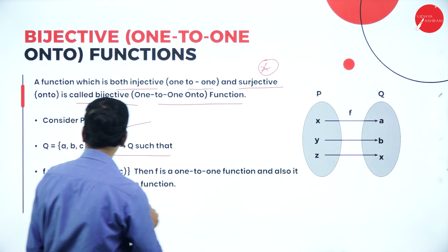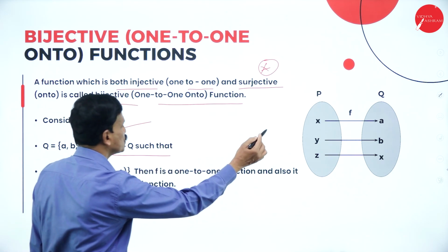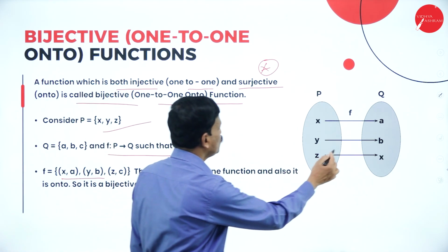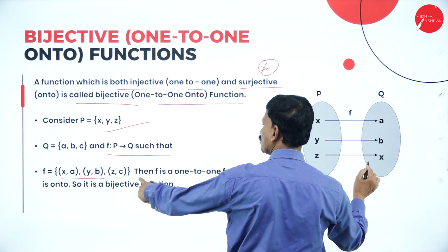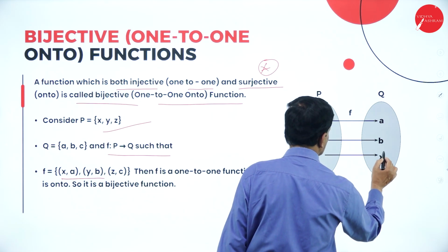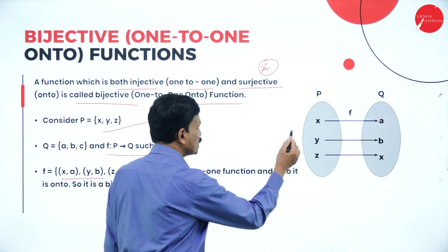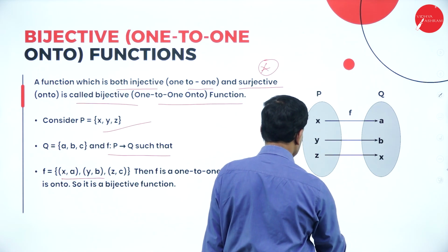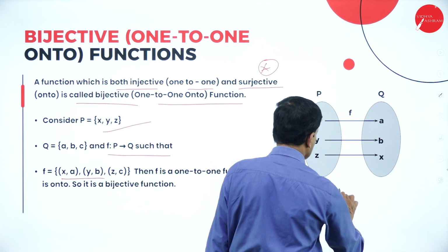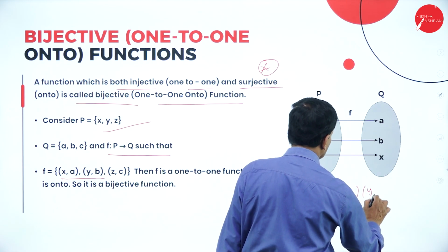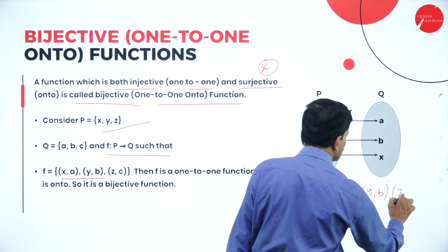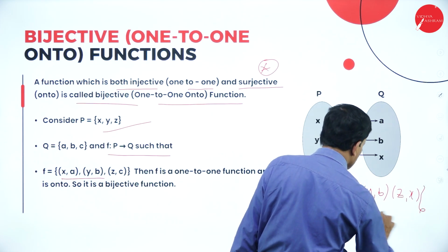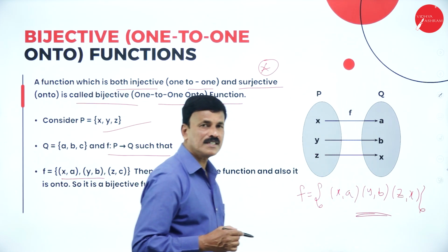What is the mapping given? f of x comma a, y to b, and z to c. Let us consider this function. In this function, f is given by x comma a, then y comma b, and z comma c. This is a one-one and onto function.